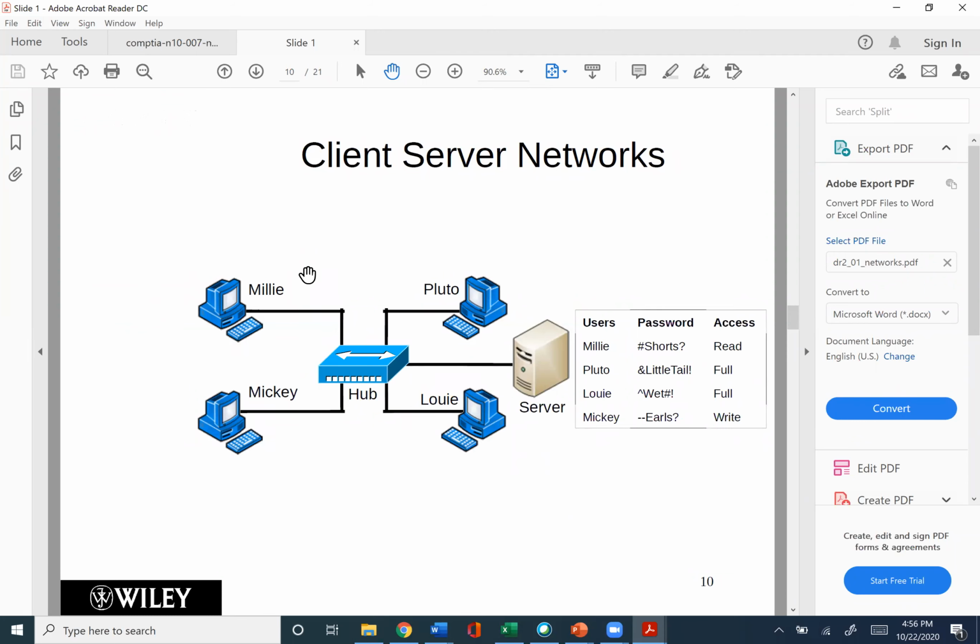All right, so a client-server network. This is where all of them can connect directly to a server. That's what we call a client-server. So peer-to-peer is basically a direct connection, while in client-server the clients are connected to an actual management server.